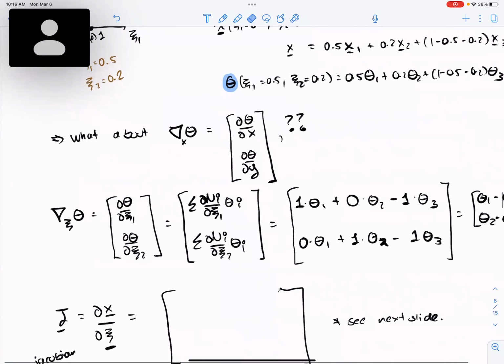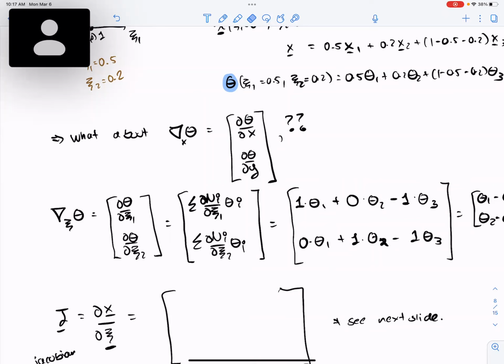And so here, the gradient of theta with respect to psi is a vector, right? Because now I have psi1, psi2. The derivative with respect to psi1 is just the sum of the partials of the shape functions with respect to psi1 times the nodal values. That's how I got theta1 minus theta3. And for the second one, it's the sum of the partials of the shape functions with respect to psi2, which is just 0, 1, minus 1. That's how I got theta2 minus theta3.